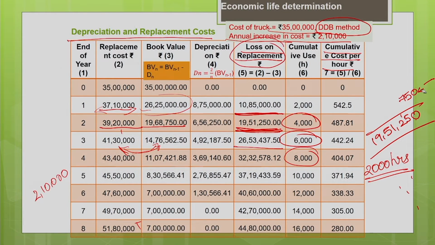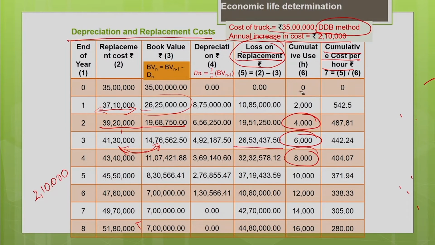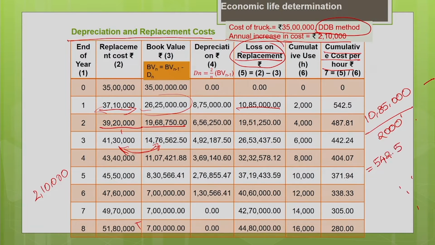So, the cumulative cost on replacement, you can see here, at the end of first year is 10,85,000 divided by the use of the machine, which is 2000 hours. It gives me 542 rupees 0.5. That means, at the end of the first year, the depreciation and the replacement cost associated with the machine is 542.5 per hour.